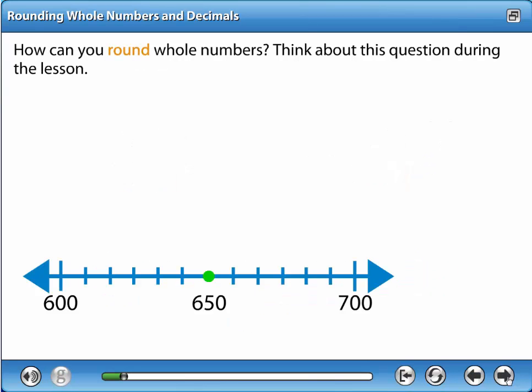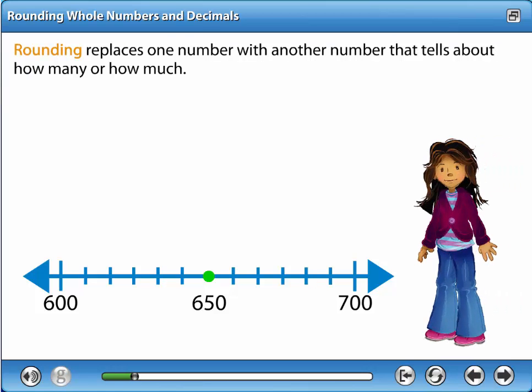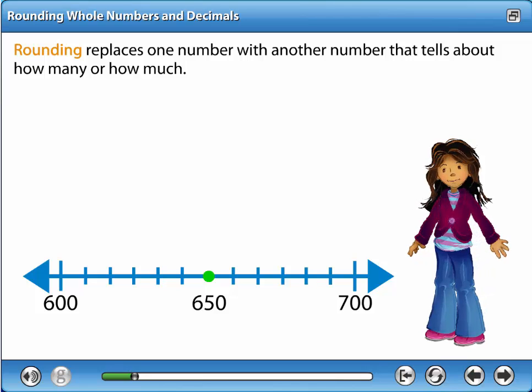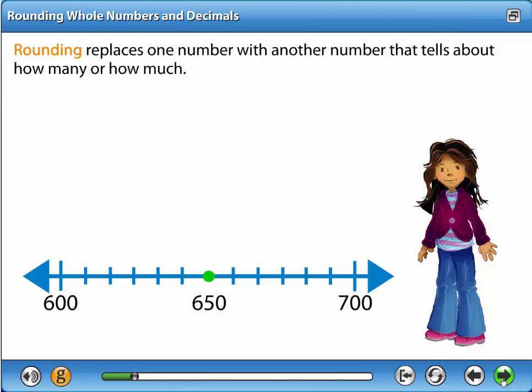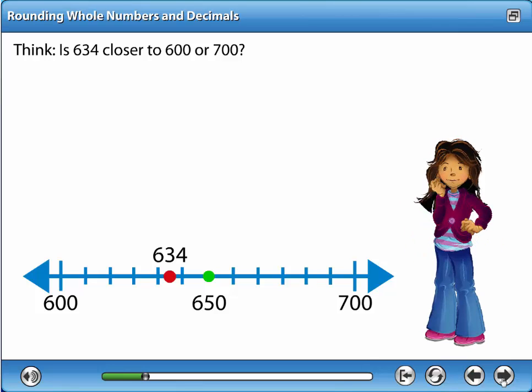How can you round whole numbers? Think about this question during the lesson. Rounding replaces one number with another number that tells about how many or how much. Think, is 634 closer to 600 or 700?